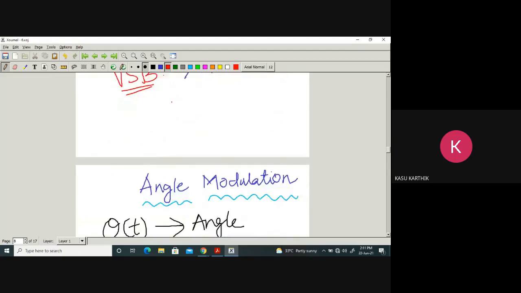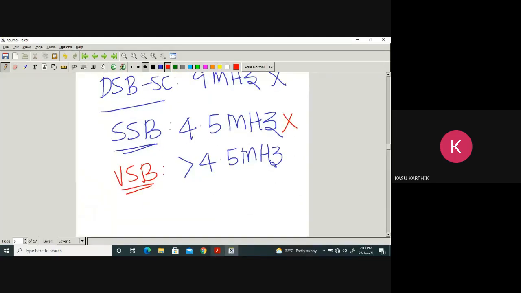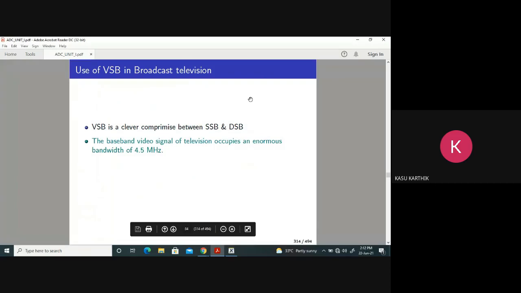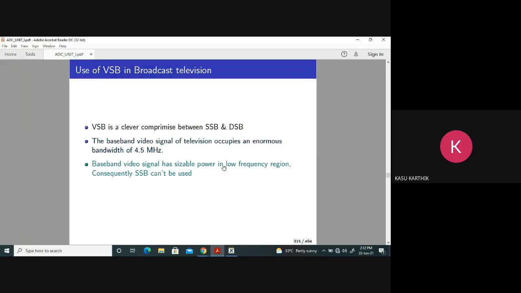Now, that is about VSB. It is a compromise between SSB and DSB. DSB means double sideband. So in DSB, we transmit two complete sidebands. In SSB, we transmit only one sideband. VSB is in between. We transmit one sideband along with some portion of the other sideband. The baseband video signal occupies enormous bandwidth, obviously. SSB is not suitable, that's why I go for VSB.